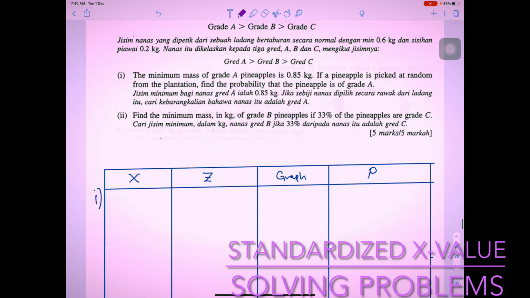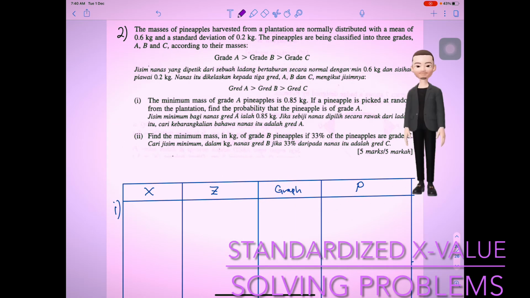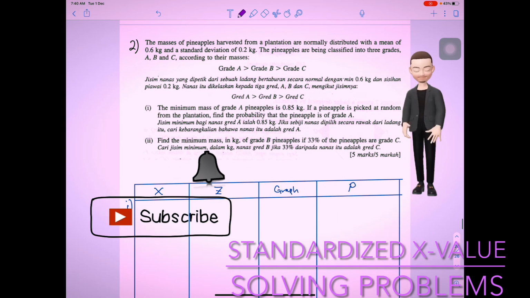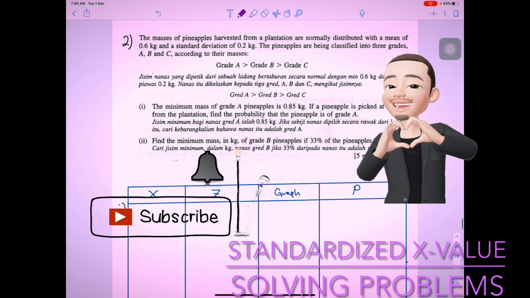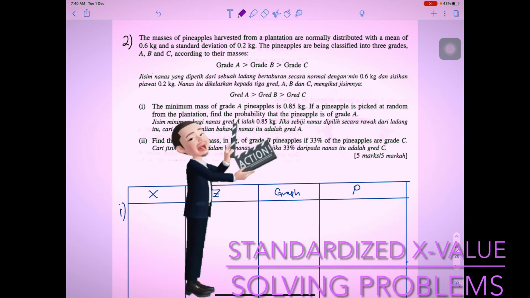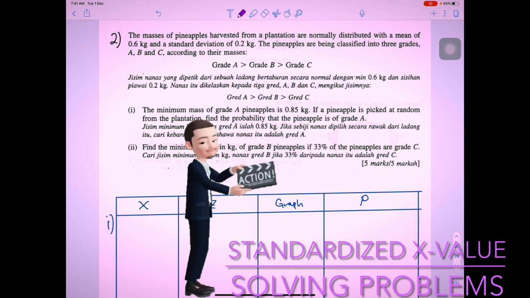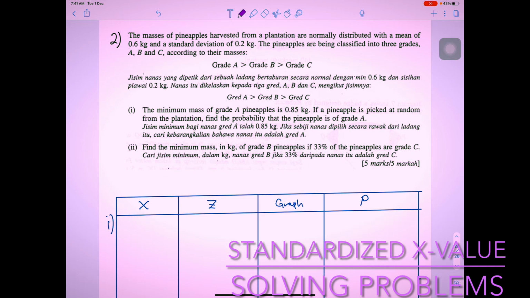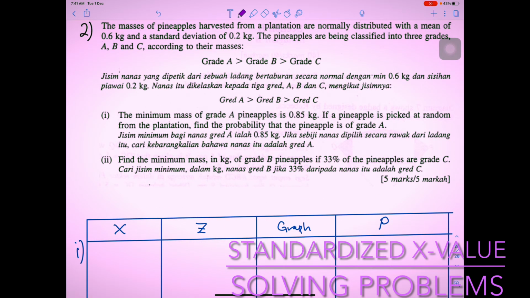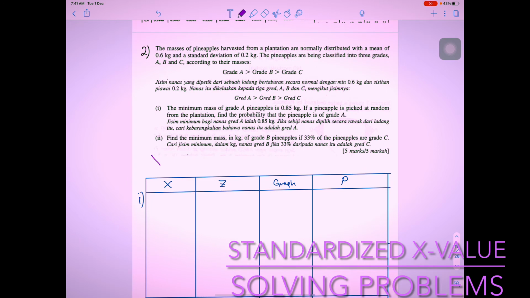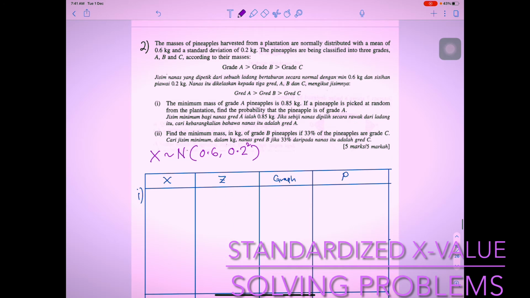And now the second method, the easiest method. We use a table to solve the problems. Let's discuss the example. Example 2. The masses of pineapples harvested from the plantation are normally distributed with a mean of 0.6 kilogram and a standard deviation of 0.2 kilogram. From here, we write down the parameters: 0.6 is the mean and 0.2 kilogram is the standard deviation. You can square it if you like.